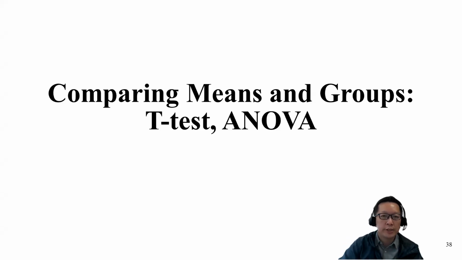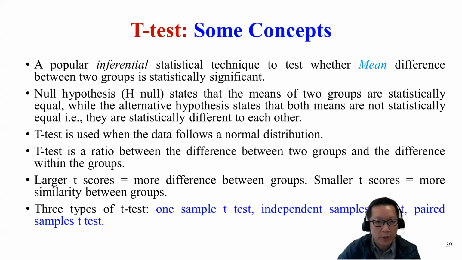Welcome to the week 6 lecture on comparing means and groups using t-test and ANOVA. So this is part 2. We're going to focus on t-test, and in part 3, or section 3, we'll look at ANOVA.